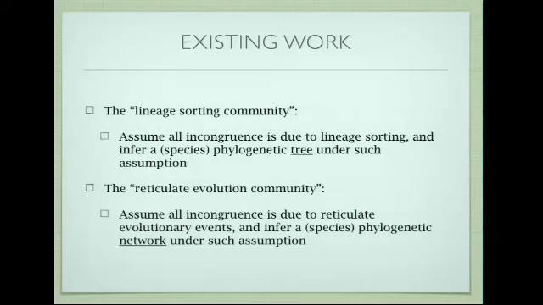You have BEST, BEAST, MDC, STEM, GLASS, all these kinds of methods. And then you have the reticulate evolution community, which has all these tools for inferring phylogenetic networks, assuming, for this class of methods, that all gene tree incongruence is due to reticulation. So usually, a parsimonious setting, for example, is to get a network with the minimum number of reticulations that will display all the gene trees in the input, or will display all the clusters displayed by gene trees in the input, and so on.